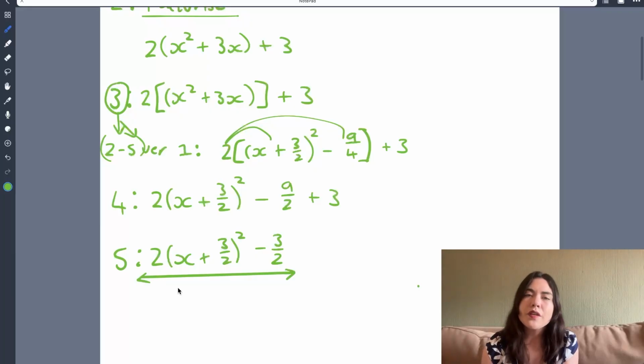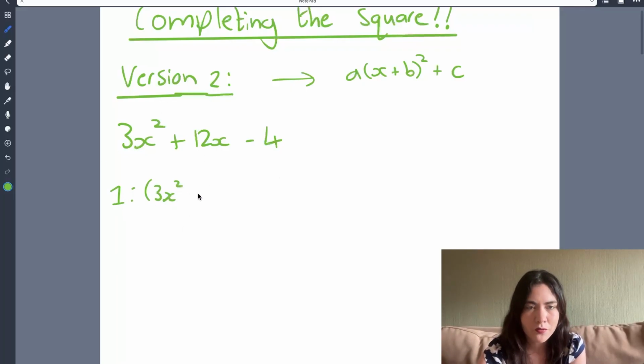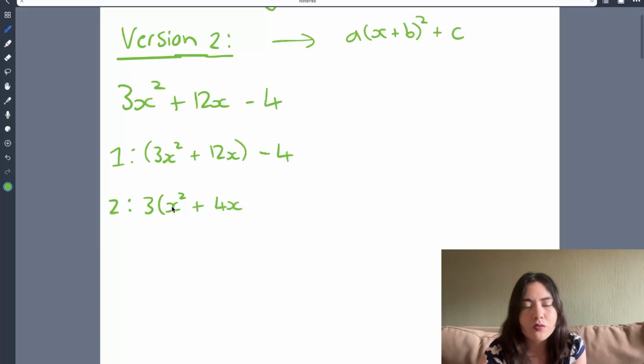Okay, let's do another example just so that you can see how version 2 works for a second time. All right, let's do this question. Step 1, we bracket off. So we have 3x squared plus 12x minus 4. Now we're going to do step 2, which is the factorizing step, the new step. This time we're going to pull out 3, and luckily 12 can be divided by 3 as well, but that's not always the case. So remember, you just pull out 3 from both values, or 4, or whatever that number is. So we're going to end up with 3 times x squared plus 4x minus 4.